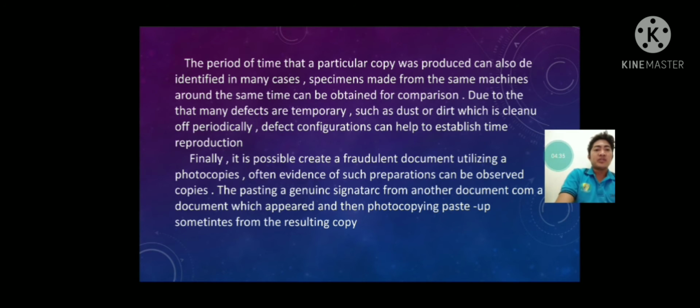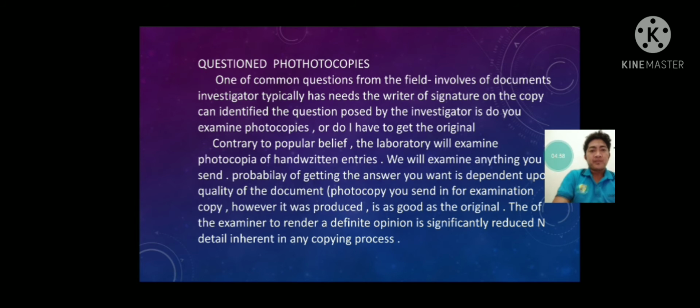Finally, it is possible to create a fraudulent document utilizing photocopies, and evidence of such preparation can often be observed on the copies. For example, pasting a genuine signature from another document onto a document which appeared in court, and then photocopying the paste-up, sometimes conceals the evidence from the resulting copy. Questioned photocopies.